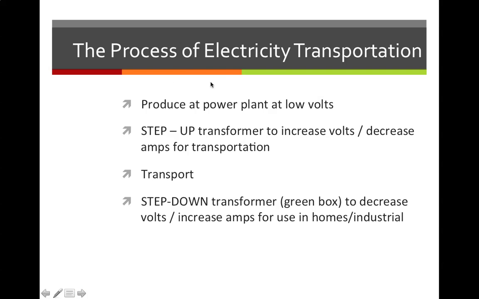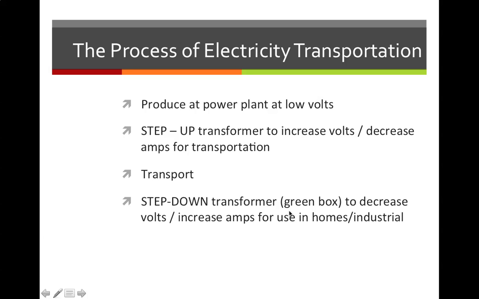So when we transport electricity, this is what happens. It's produced at the power plant at I don't know what volts, but lower than it's transported at. And then we use a step up transformer to increase volts and decrease amps. It's transported through the lines, and then when it gets to Stratford, it usually happens through a series. It doesn't just get to the green box, right?